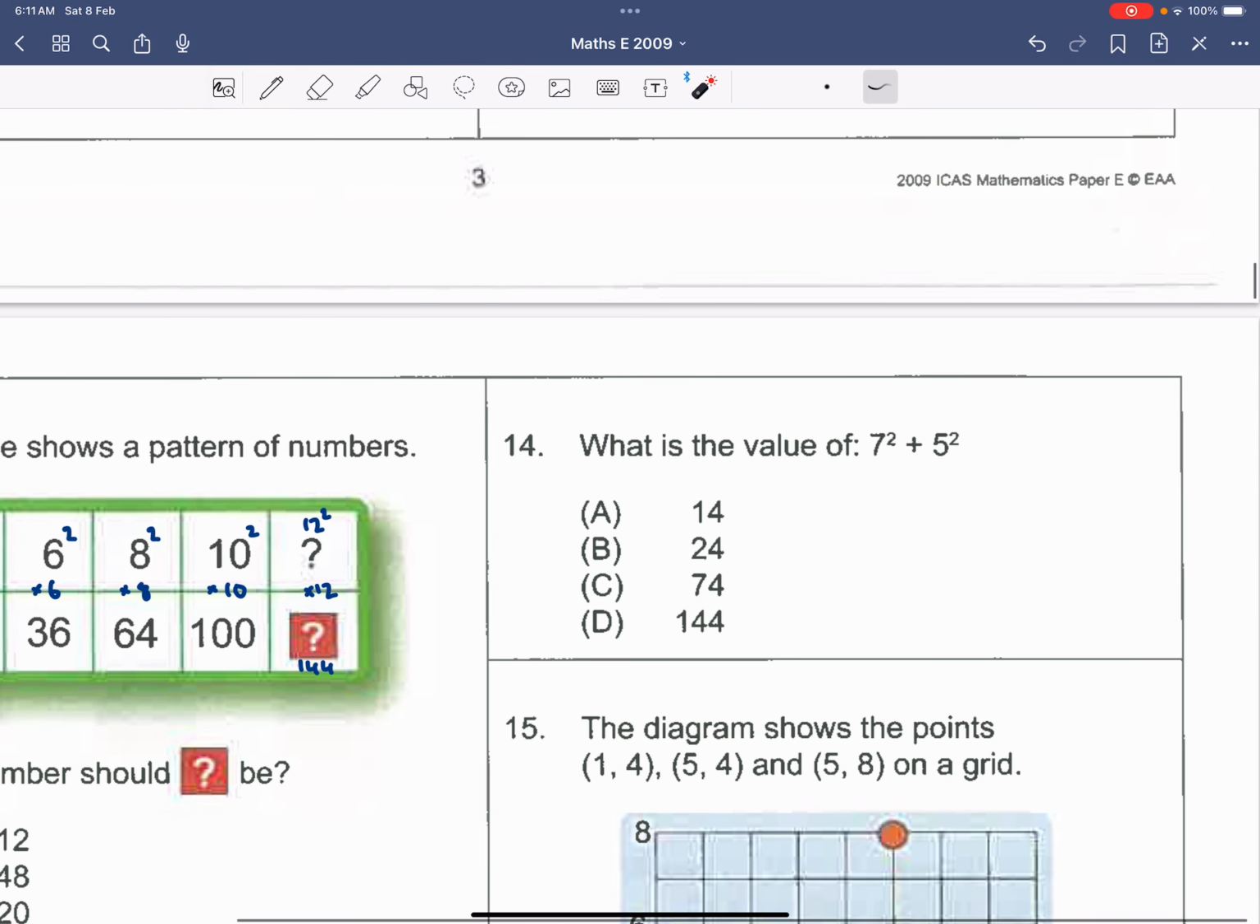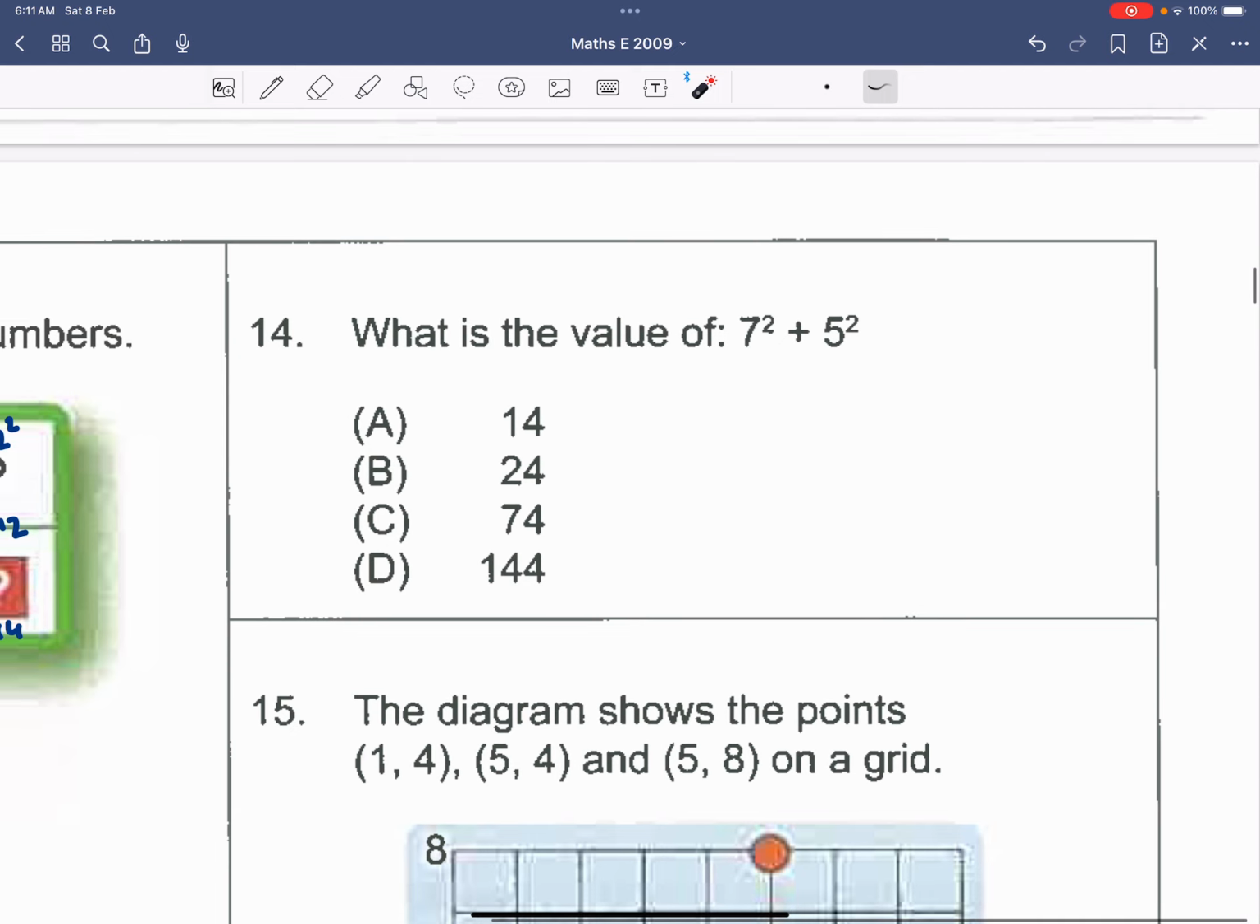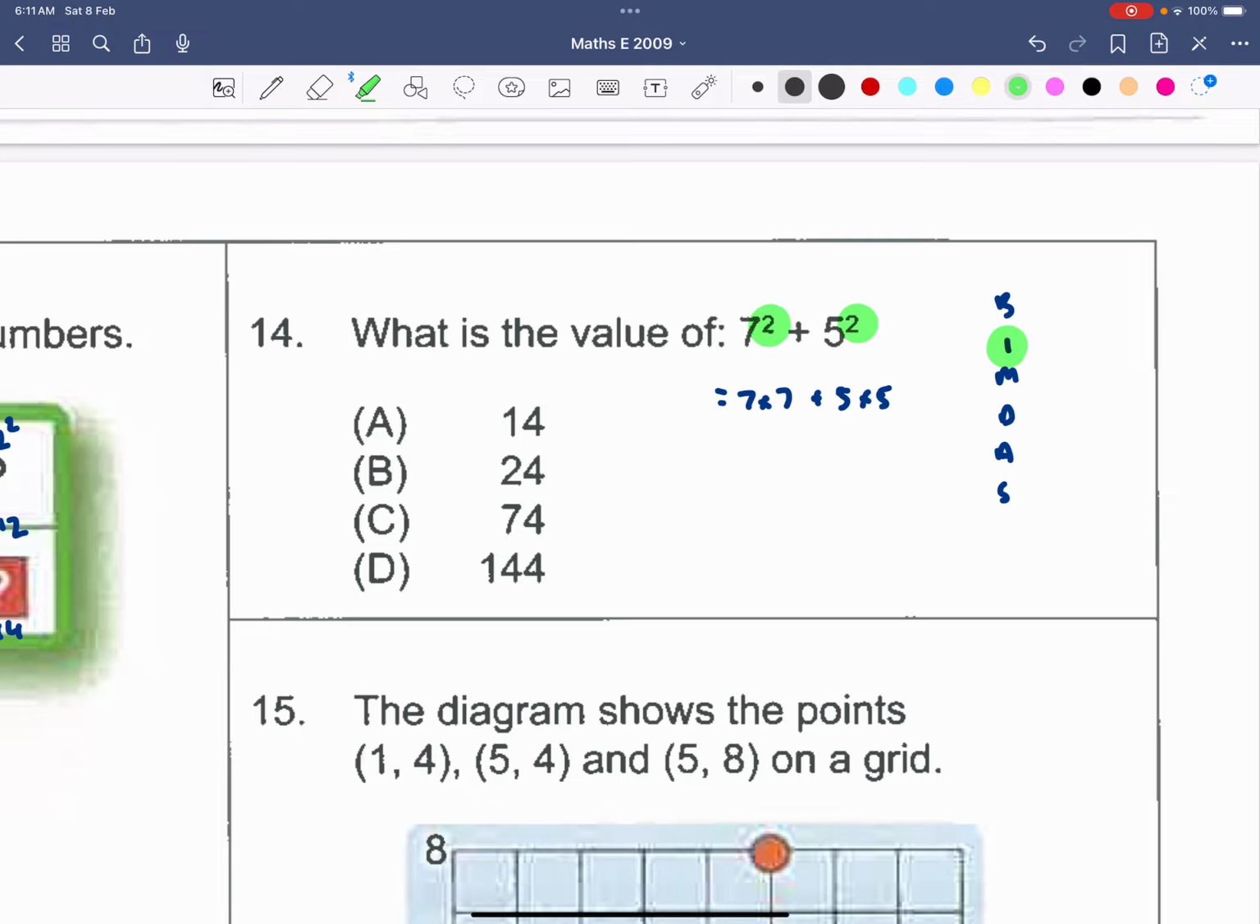Cool. Question 14. What is the value of 7 squared plus 5 squared? All right, so 7 squared. Everyone should know squared means times by itself. So you don't need to write this line of working, but 7 squared means 7 times 7. And 5 squared means 5 times 5. And everyone should know BIMDAS, okay? So it's BIMDAS. So you can think of it as the fact that you need to do the indices first. Indices means power. You need to do the indices first.